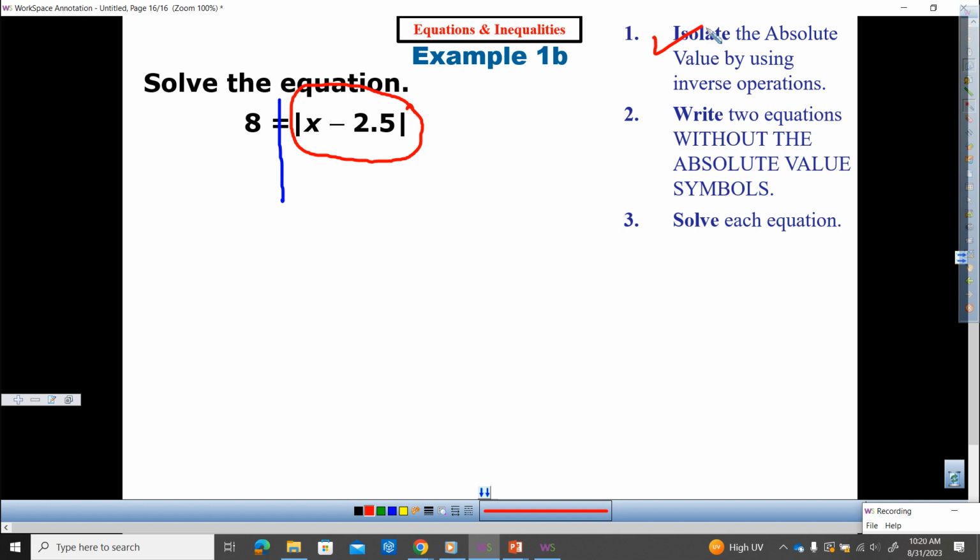You're like, what? How about the negative? That's inside the absolute value. I'm talking about outside the absolute value. Is there anything outside the absolute value? No. Okay. Next, we write what? Two equations.